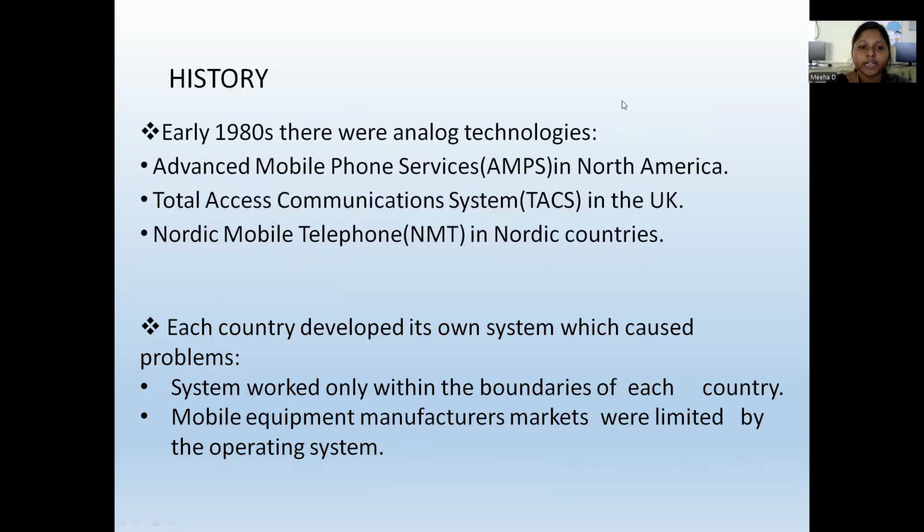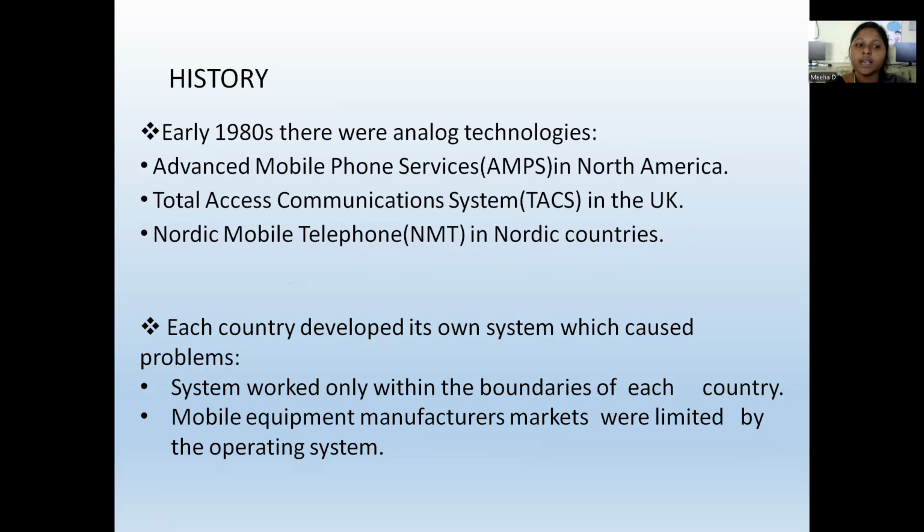In the early 1980s, there were analog technologies. For example, the analog technologies were developed in European countries in the earlier stage. The first one is Advanced Mobile Phone Service, developed in North America. It works only within certain boundaries. You can't send messages, only voice calls are available, and there are a lot of security threats.